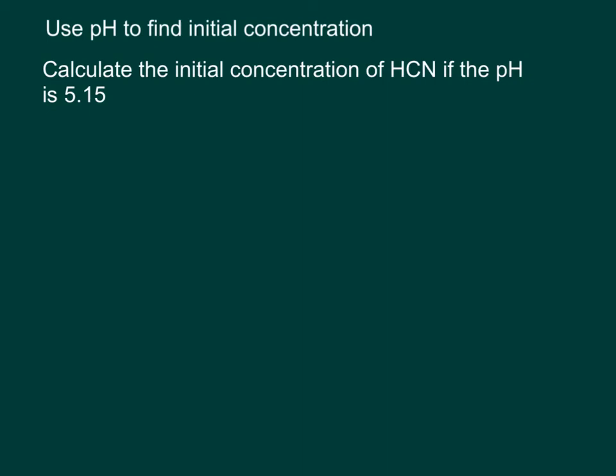Okay, so in this video we're going to use the pH and the Ka to find the initial concentration of an acid. Coupled with the other two videos, this shows you how to use two of three unknowns to solve for the third in all three of those scenarios. So once again, we're going to set up the RICE chart for our reaction.